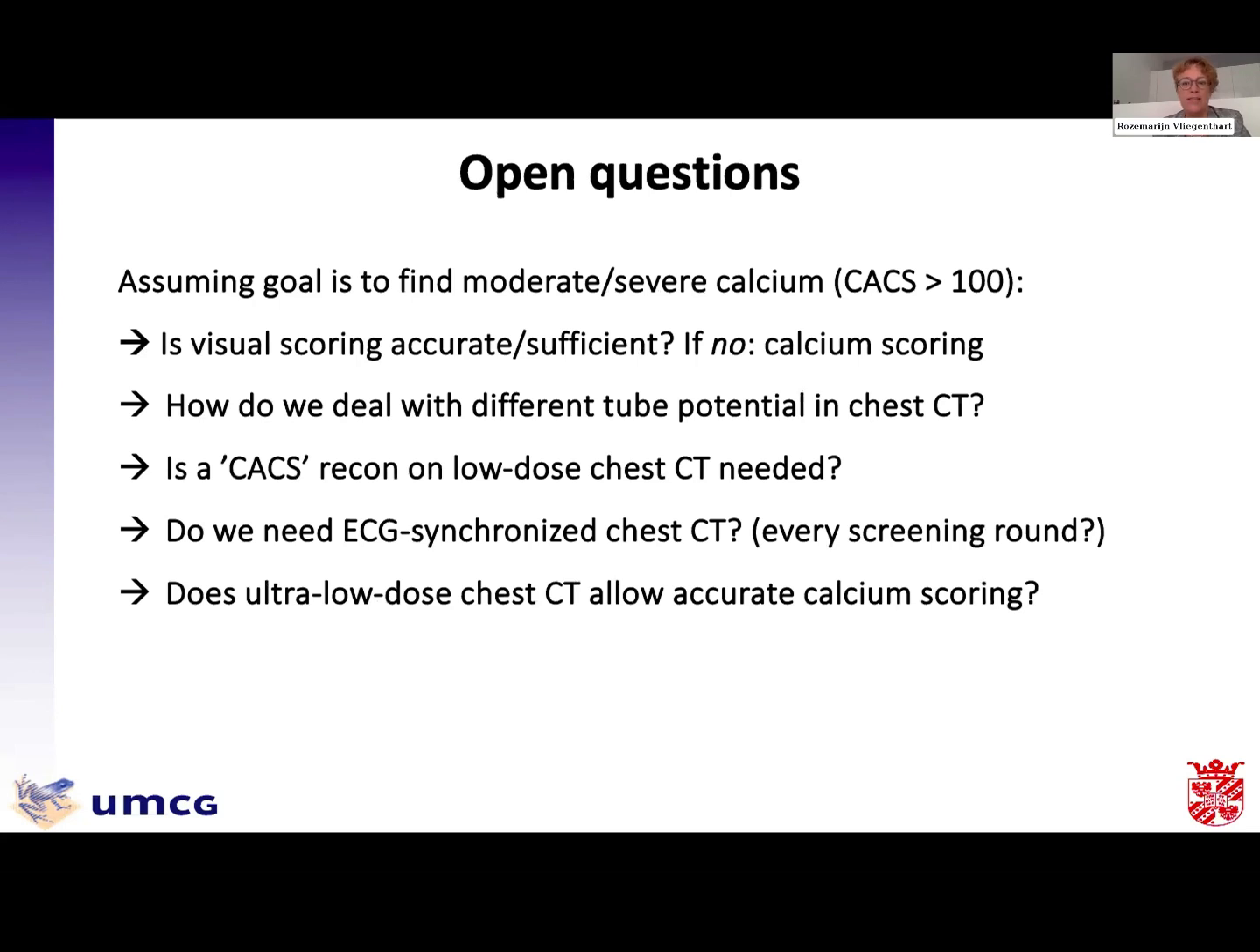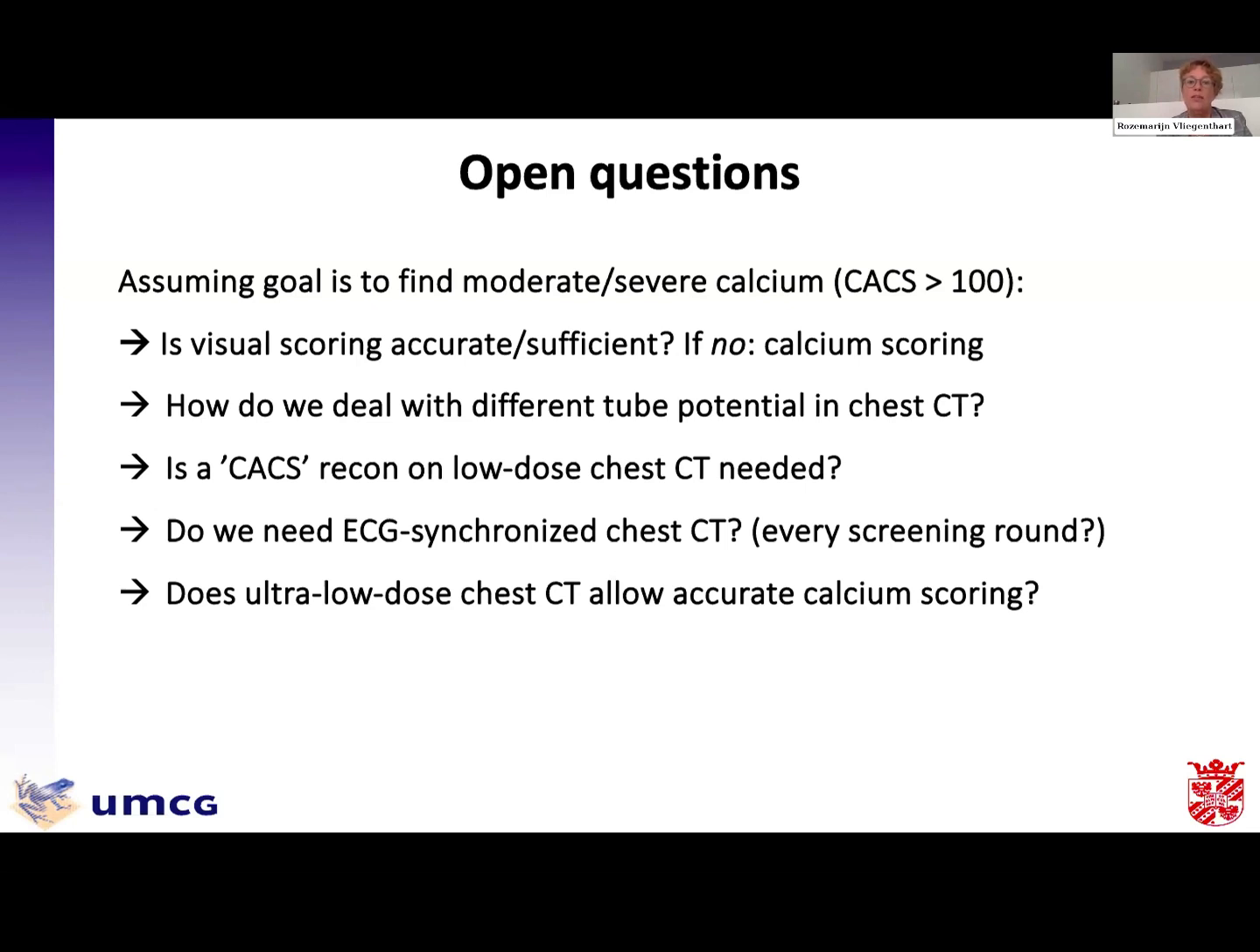So what are these open questions? These are just some questions that I have when I review the entire literature and the field. First of all, I think what we need to answer is whether visual scoring is accurate and sufficient, because that is a major decision if we start implementing this in lung cancer screening. Because if not, then we'll have to do calcium scoring. But calcium scoring is more dependent on your actual calcium, your scan protocol and your reconstruction protocol. So then it becomes really important that we define the specific criteria for performing the scan and the reconstruction protocol. So one question then is, how do we deal with the different tube potential in chest CT as is currently performed?